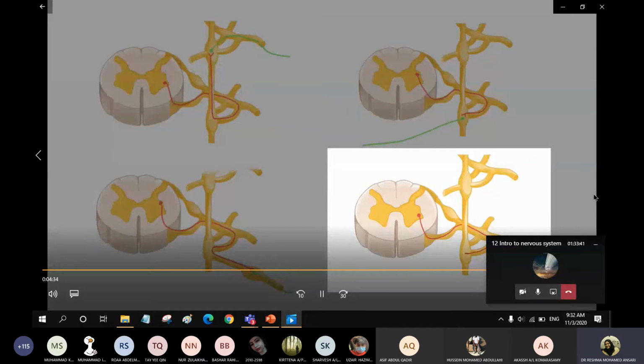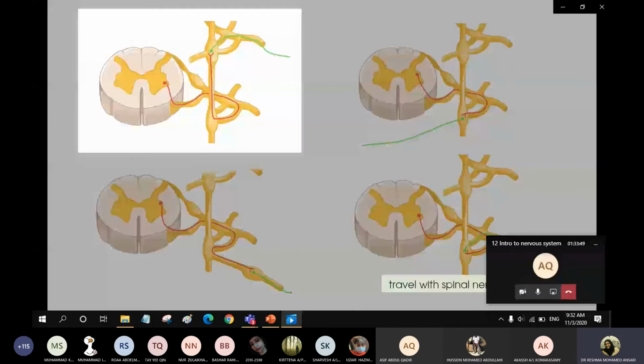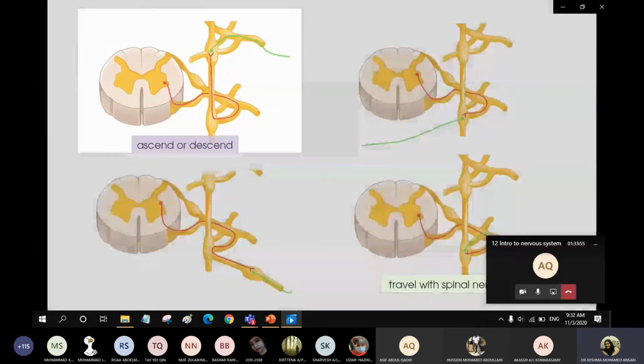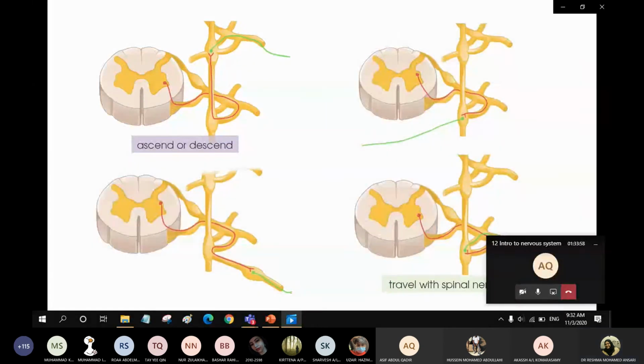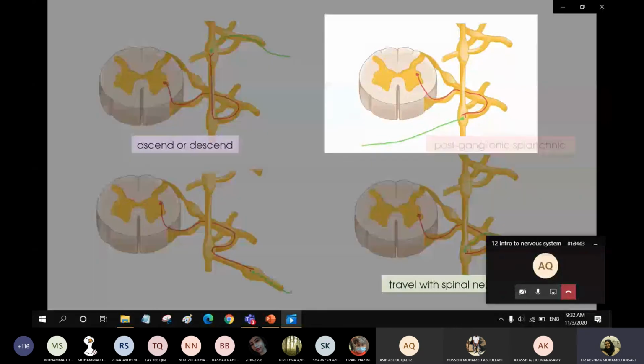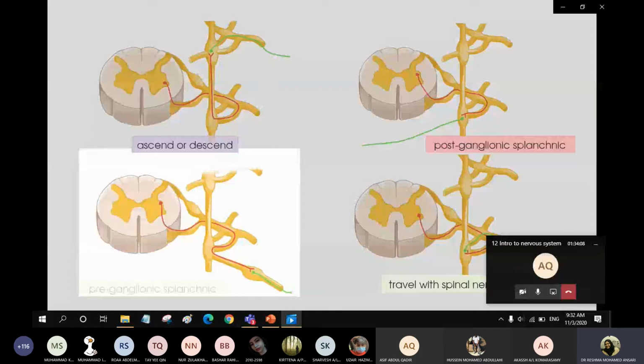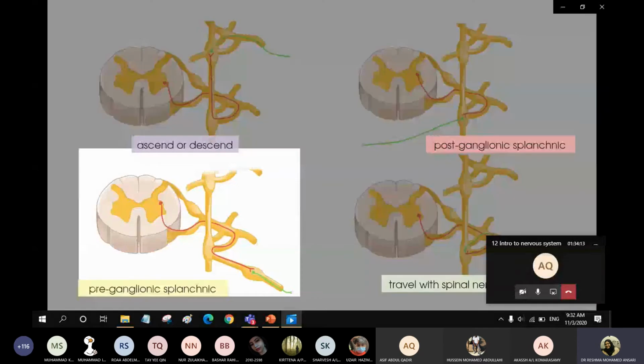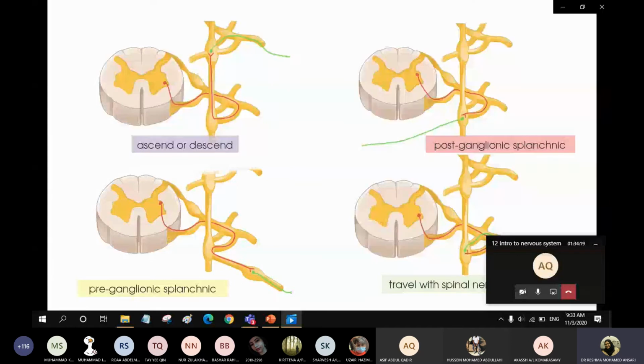So this one is the usual, the thoracic and lumbar. They travel with the spinal nerves. Number 1 is ascending or descending, going to the head area or the leg area. Number 2 is the splanchnic nerves, which go to the heart. This one is the post-ganglionic splanchnic nerve, which goes to the heart, lung, and esophagus. Pre-ganglionic splanchnic fibers go and synapse only in the ganglion near the organ, that is the abdominopelvic. And the last one travels with the spinal nerve, which is the commonest type we see in the thoracic and the lumbar region. Is it clear?